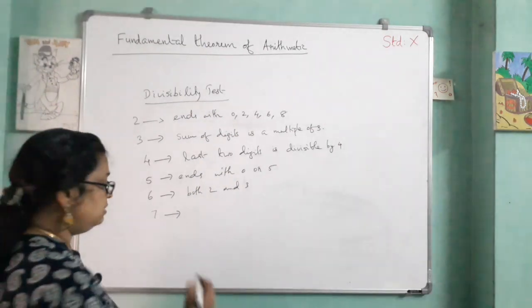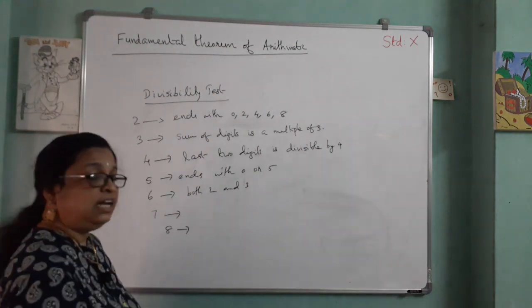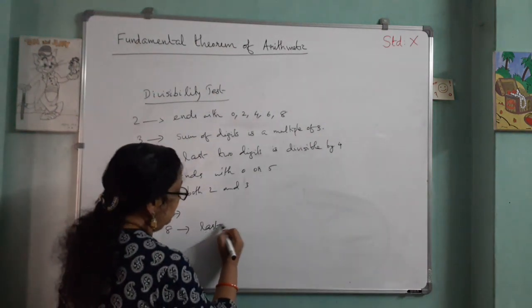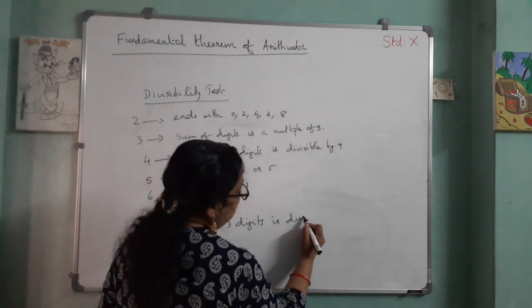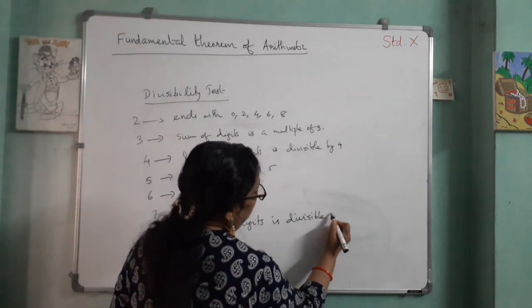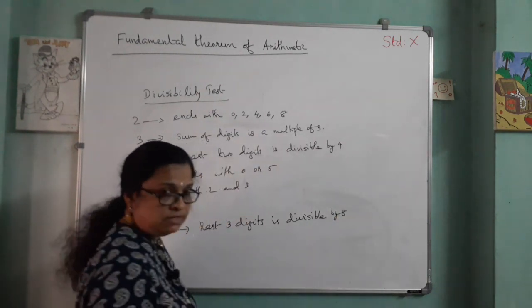Okay. The next, divisibility of 8. That is the last 3 digits. If the last 3 digits are divisible by 8, then the whole number is divisible by 8.